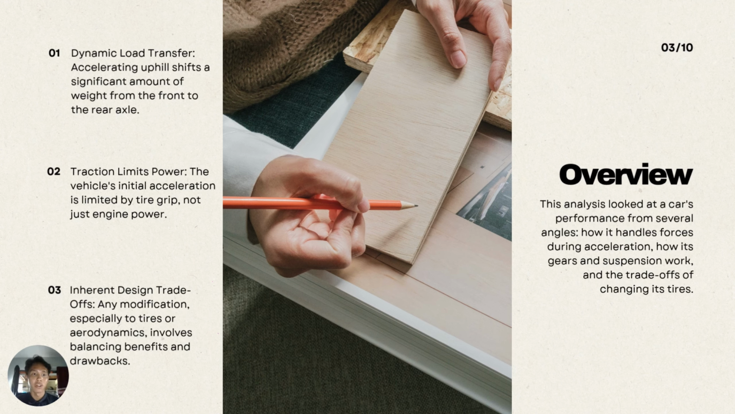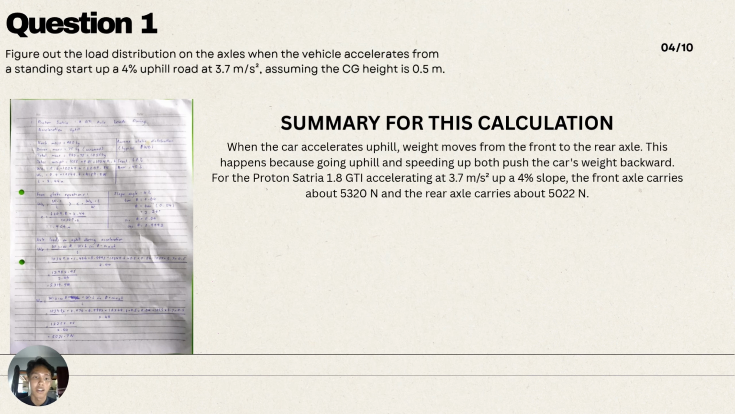So, for our overview, dynamic load transfer: accelerating uphill shifts a significant amount of weight from the front to the rear axle. Traction limits power. The vehicle's initial acceleration is limited by tire grip, not just engine power, and inherent design trades off. Any modification, especially to tires or aerodynamics, involves balancing benefits and drawbacks. So this analysis looks at a car's performance from several angles: how it handles forces during acceleration, how its gears and suspension work, and the trade-offs of changing its tire.